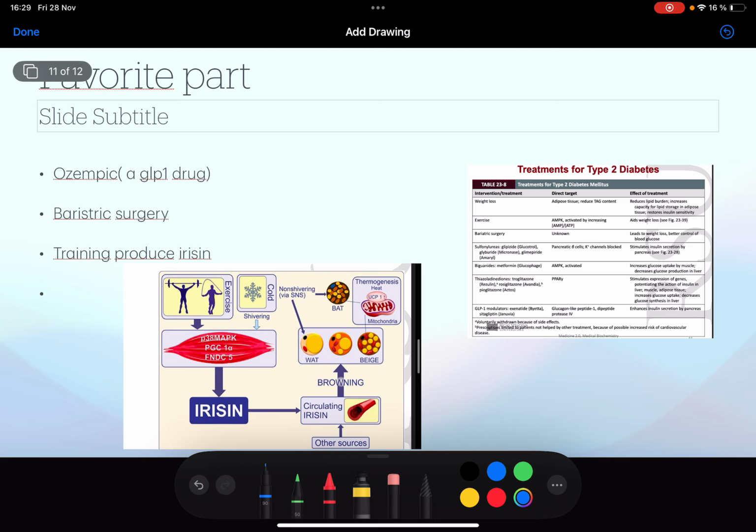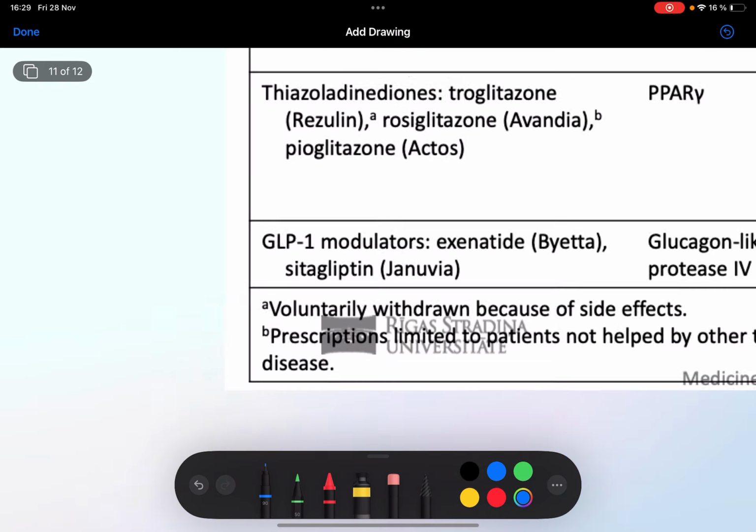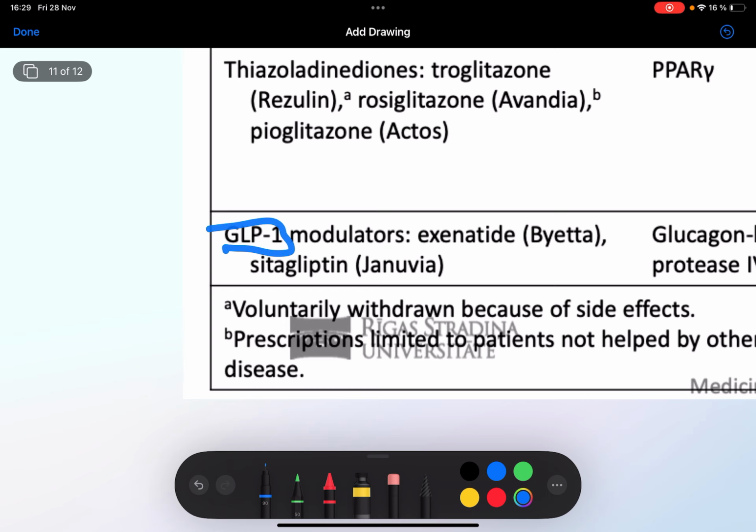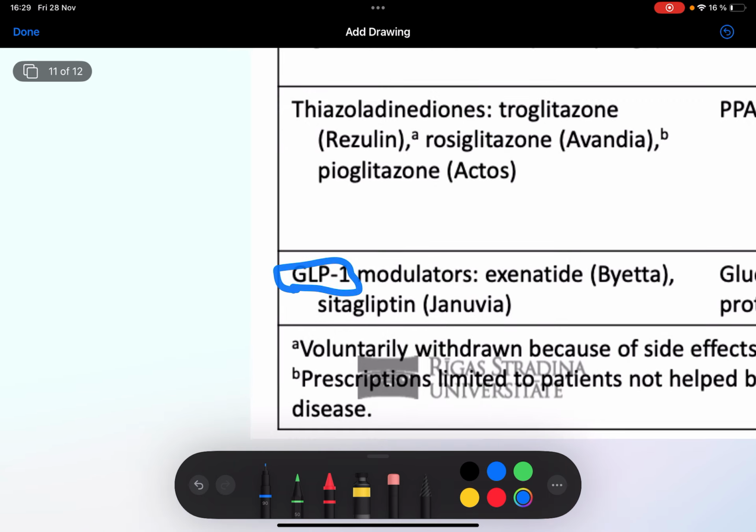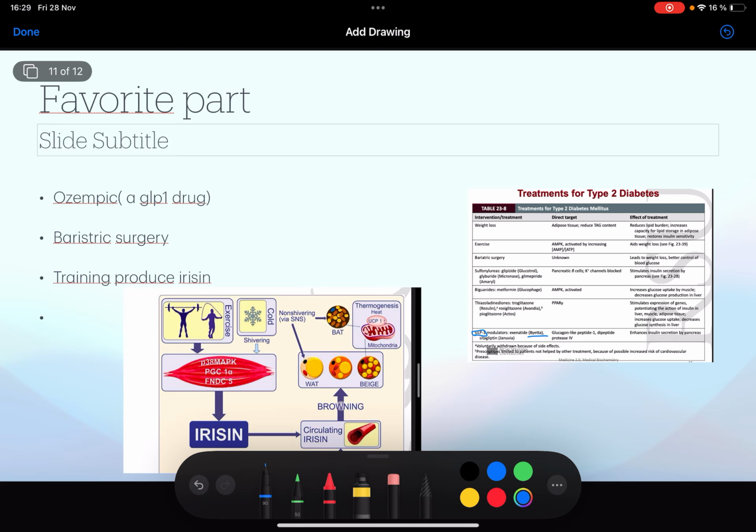Now, the favorite part of us that study biochemistry is that we love to understand the treatments for type 2 diabetes, or any type of disease. We are always interested to look at the treatment. So basically, I know I wrote Ozempic, I know it's not written here, but Ozempic is one of the GLP-1 drugs. If you don't want to use Ozempic, use Byetta as an example, or sitagliptin. It doesn't matter. The thing is that it's a glucagon-like peptide 1 drug.